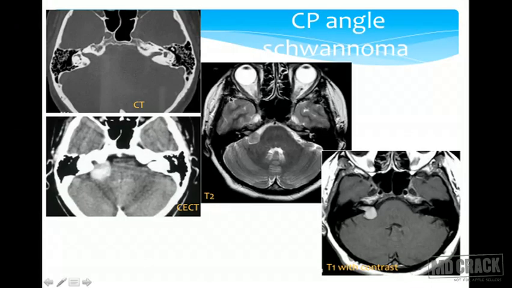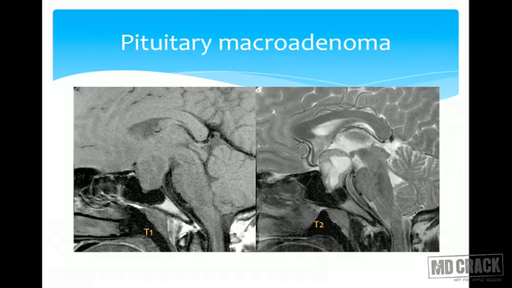Again, this is a patient who had presented with right-sided tinnitus. What we see over here on CT initially is this widening of the internal auditory canal compared to the left side, and this is how it shows increased enhancement on the post-contrast image. And this is the MRI of the same patient, and this is what it turned out to be, a cerebellopontine angle schwannoma.